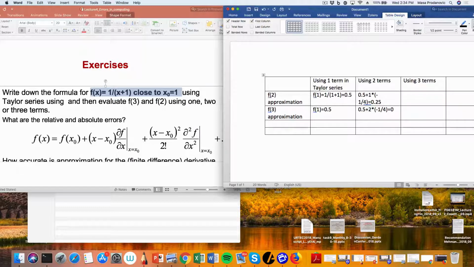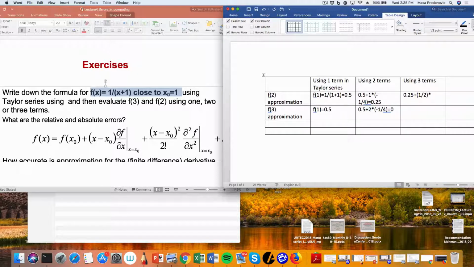And then if I want to add this term, it's whatever I computed using 2 terms, so I'm just going to use that number, plus 2 minus 1 squared is still 1, divided by 2 factorial, that's 1 over 2, times f double prime at 1, and that's 2 over 8.